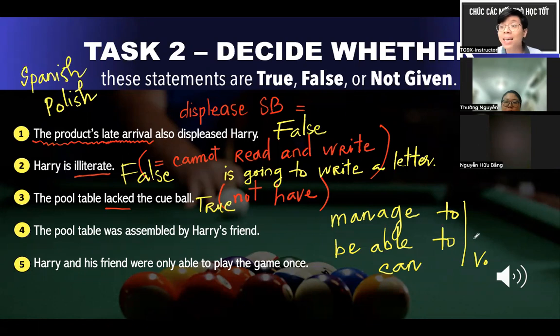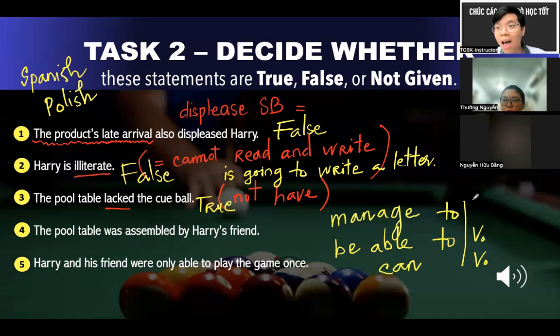Be able to is for a specific situation. For example, I am able to read 1,000 words an hour. So that is my specific ability. Or I am able to speak 6 languages, for example. So that is very specific. And manage to is an ability you have after you try very hard.